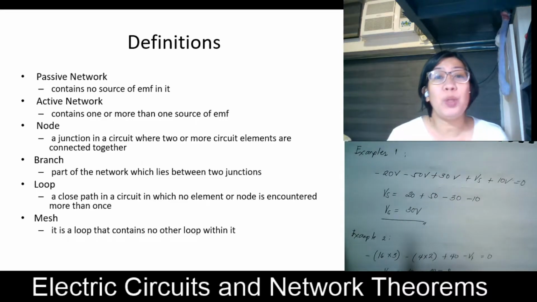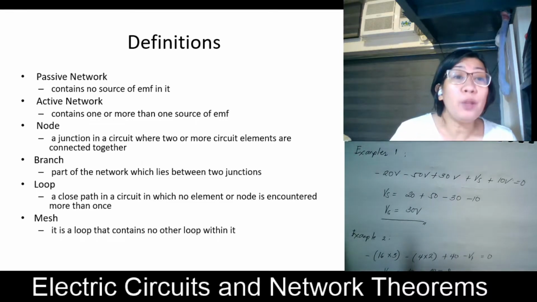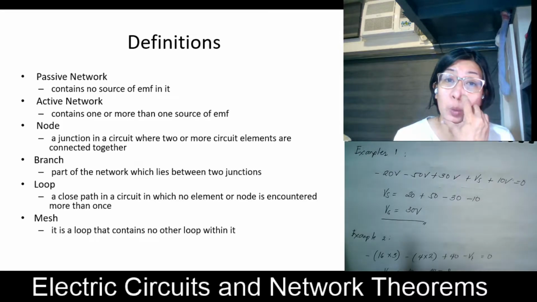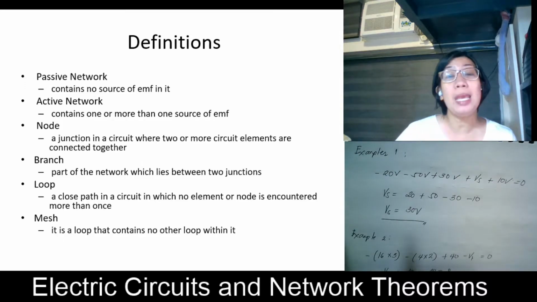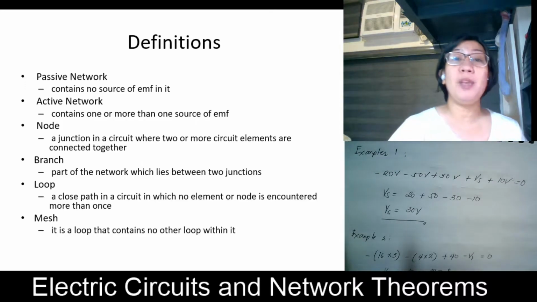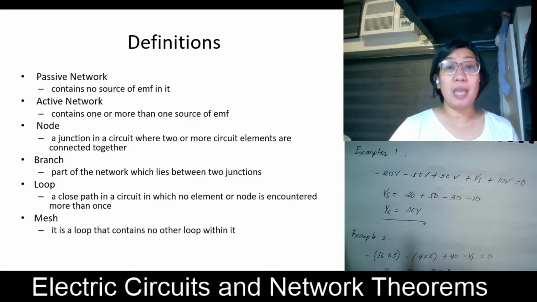Then we have a branch. So what do we mean by a branch? This is a part of the network which lies between two junctions. Usually where the resistor is located, we call that a branch.